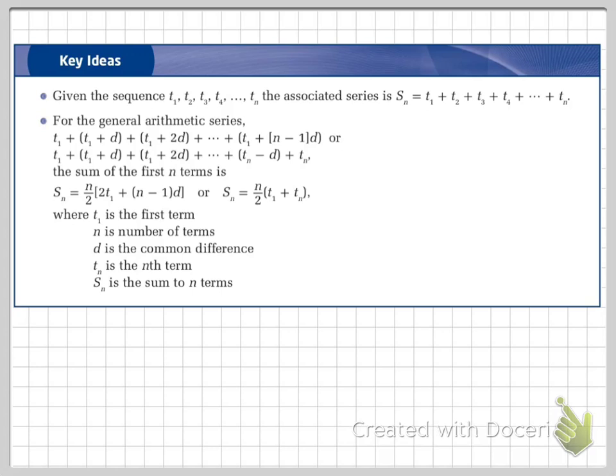The sum of that series is going to be Sn is equal to n divided by 2 times 2 times the first term plus n minus 1 times the common difference. We're going to use that equation when we don't know the last term. Or the sum of the first n terms is n divided by 2 times the first term plus the last term. The second equation is very nice to work with, much easier to work with, but it doesn't work if you don't know what the last term is going to be. And thus ends our lesson.